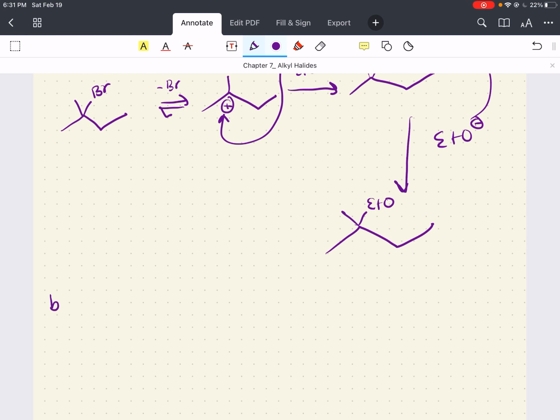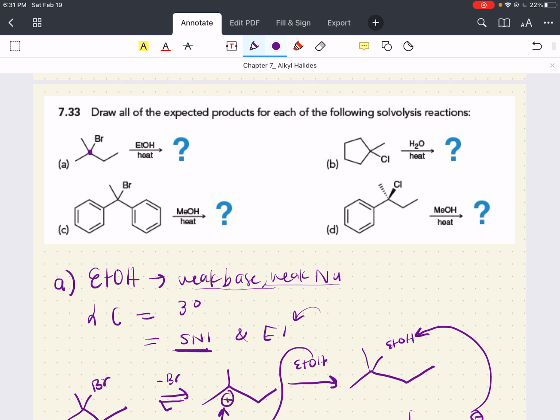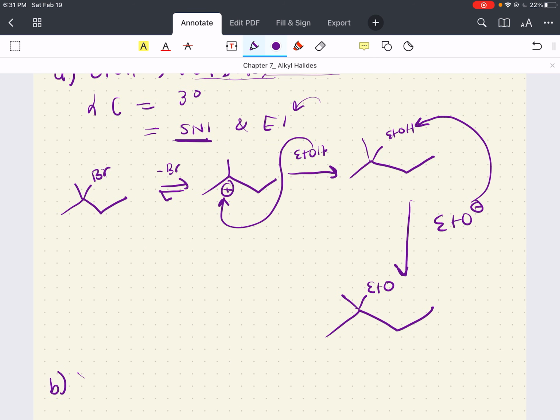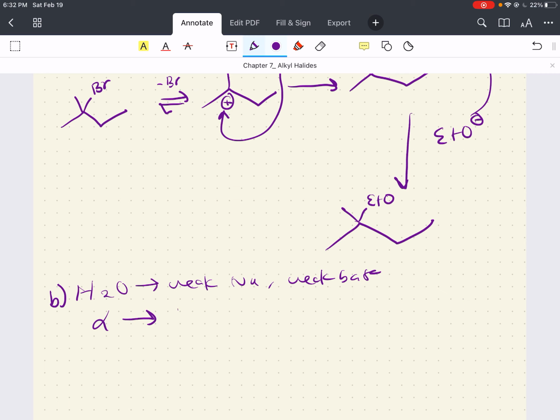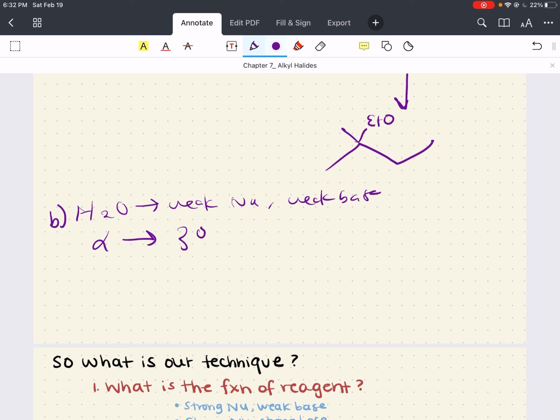All right, let's go ahead and do B now as well. Let's look at our reagent. We have water. Water is a weak base, weak nucleophile. And the alpha carbon there was tertiary. So once again, we're going to have a mix of SN1 and E1 here, but we're only going to draw our SN1 products, and we're going to revisit problems like this when we finally learn E1.